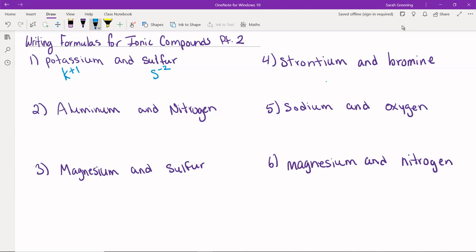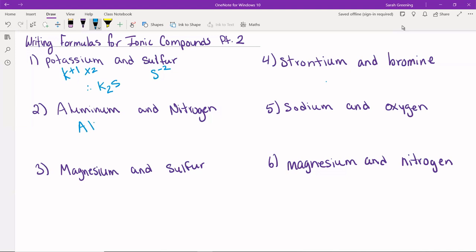So if we have potassium with a +1 charge and sulfur with a -2, the question you want to ask is how many potassium atoms do you need to balance out the charge of -2 on sulfur? If we took the +1 and multiplied it by 2, we'd get a +2, which would then balance out the -2. So we need 2 potassium atoms in order to balance out the sulfur. And the ionic formula, therefore, is K2S.